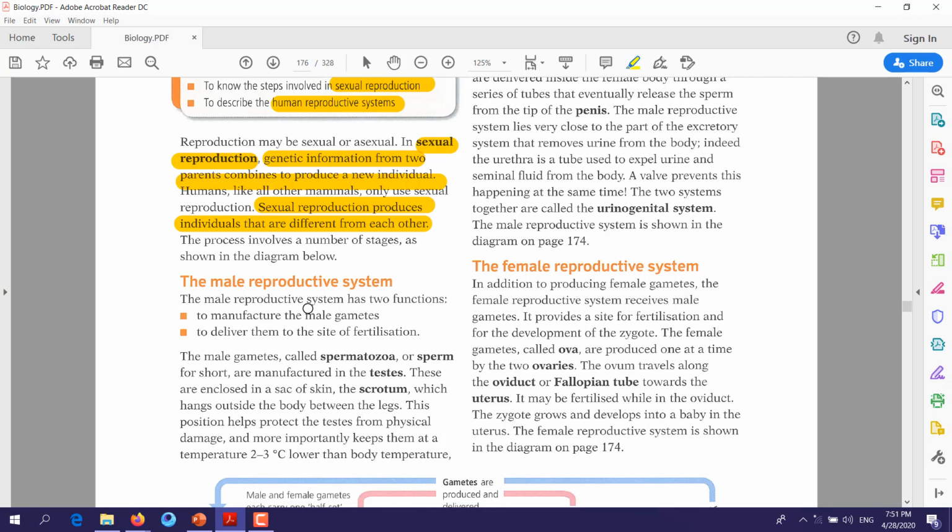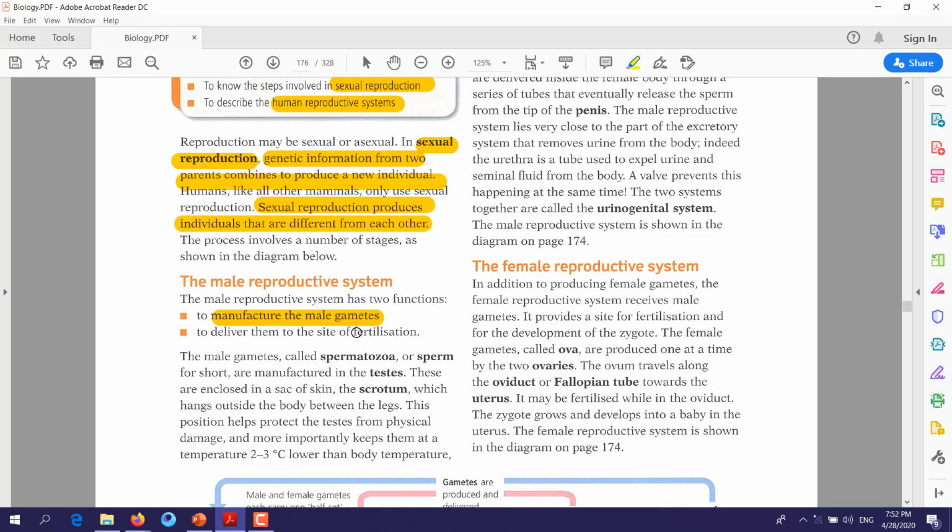The first thing we should know is the structure of the reproductive organs in both male and female. So firstly, we will start with the male reproductive system. Each system has some functions. The male reproductive system has two main functions. What are these two main functions? First, to manufacture the male gametes. The first function of the male reproductive system is to produce the gametes.